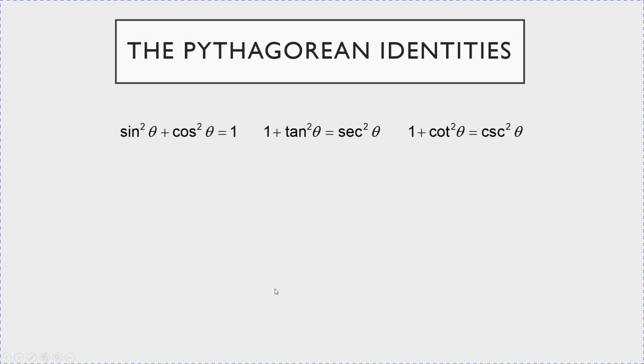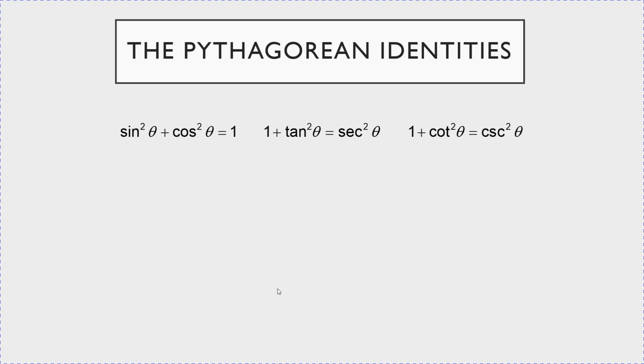Next, we have what are called the Pythagorean identities. And so we have the following. It turns out that sine squared of theta plus cosine squared of theta will always be equal to 1. Next, you have 1 plus tangent squared of theta. That will always be equal to secant squared of theta. And then 1 plus cotangent squared of theta will always be equal to cosecant squared of theta.